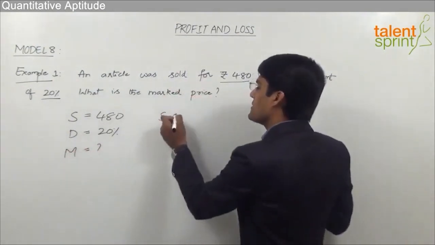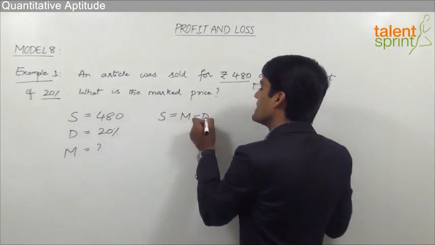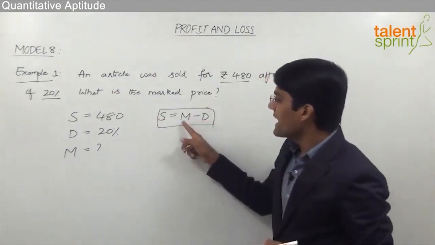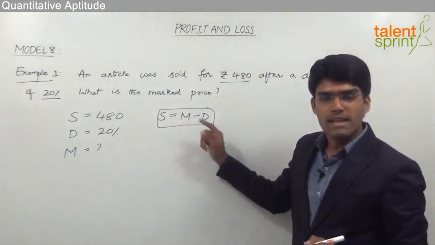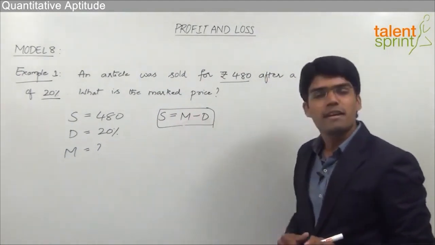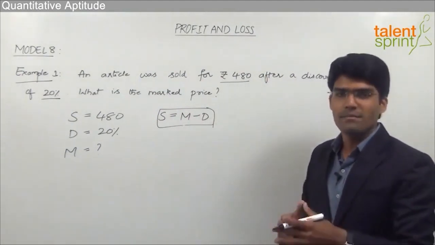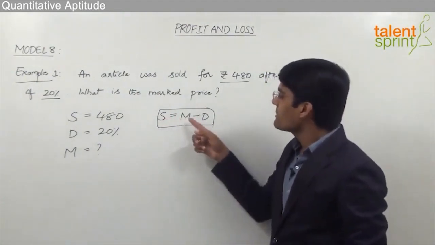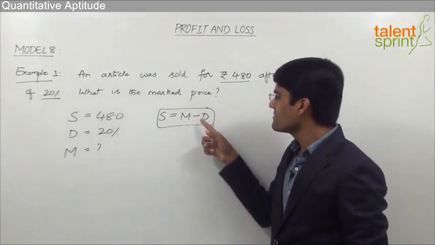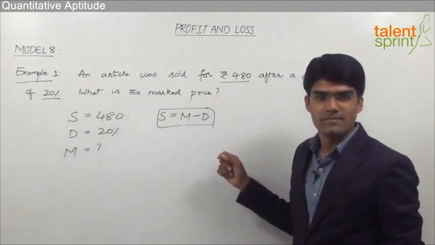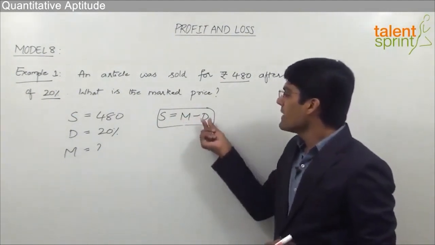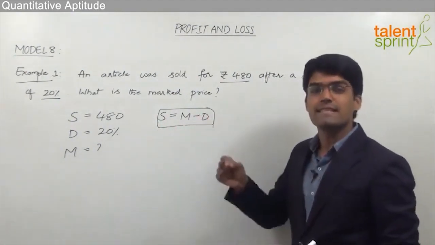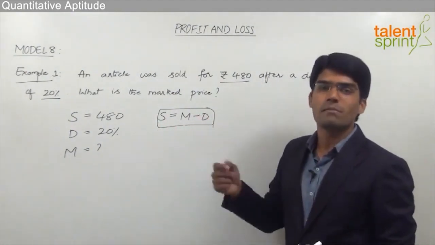Remember friends, selling price should always be taken as marked price minus discount. And since discount is always calculated on marked price, we can understand that marked price should be treated as 100%. For example, if the discount is 10%, selling price would be marked price minus discount. That is 100% minus 10%, which is 90%. Similarly, if the discount is 25%, selling price would be 100% minus 25%. That is 75% of the marked price.